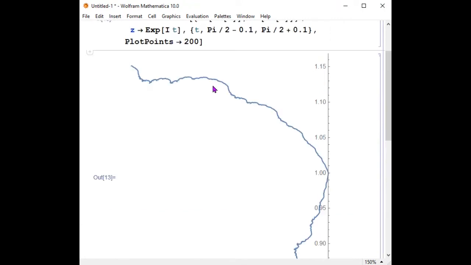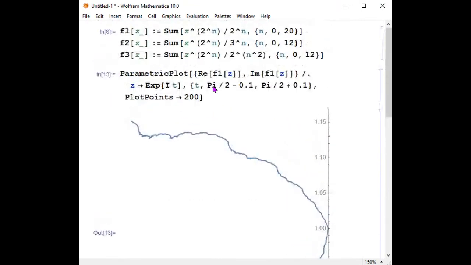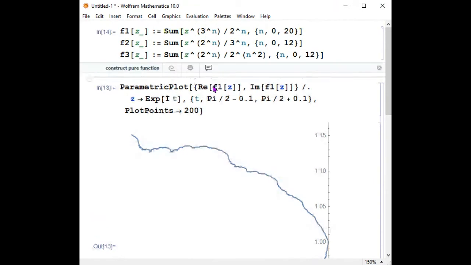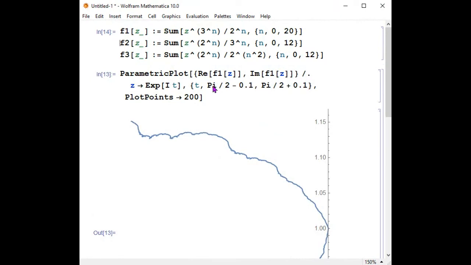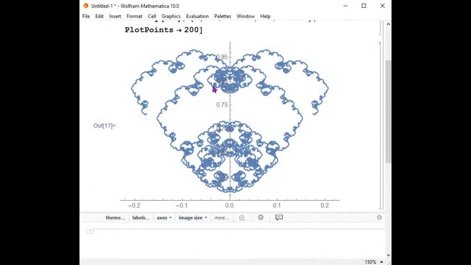This one wasn't a terrible one, but the reason why it's not differentiable anywhere there is because if I imagine taking a derivative with respect to z, I would get 2 to the n, z to the 2 to the n minus 1 divided by 2 to the n. All right? If I want to make it really crazy, I can change it like this. By the way, this won't change the disk of convergence. But if I make it z to the 3 to the n, now it's going to get a bit crazier.